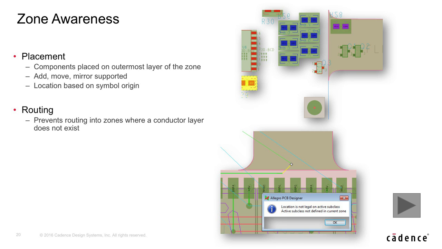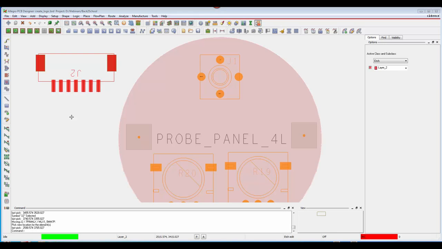The placement is based on the origin of the symbol, so wherever the origin passes, whichever zone it's in, it recognizes what layer that component should be placed in. And routing, of course, will not allow any errant connection to a layer that basically is floating in space. So let's take a look at how this performs.